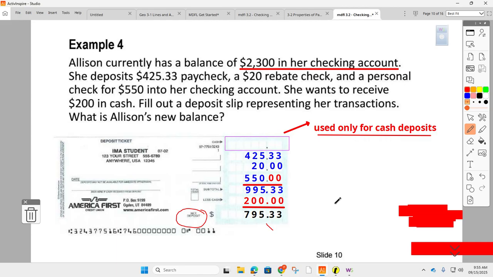So her account balance would be the $2,300 plus $795.33. So the new balance in her account would be $3,095.33.